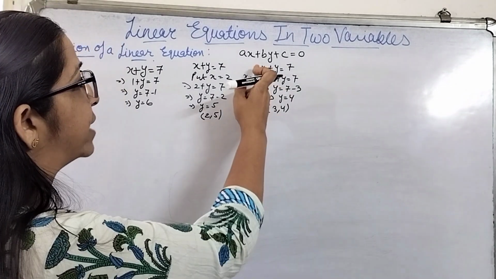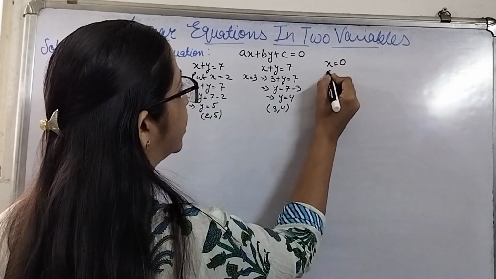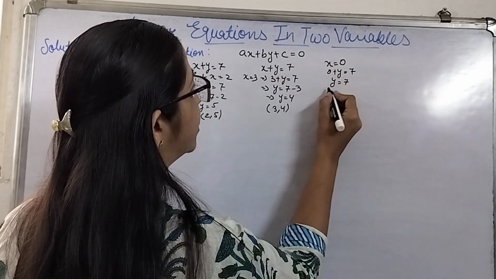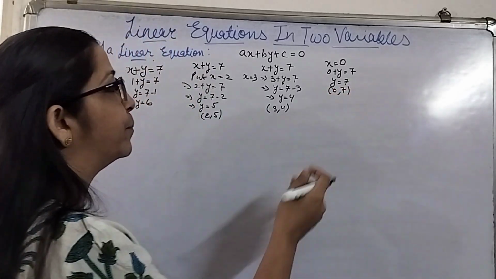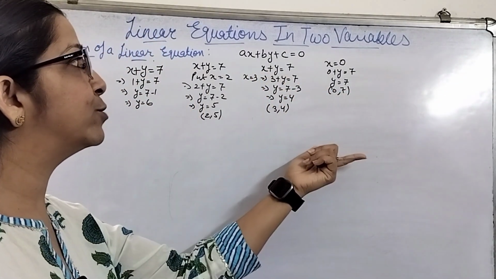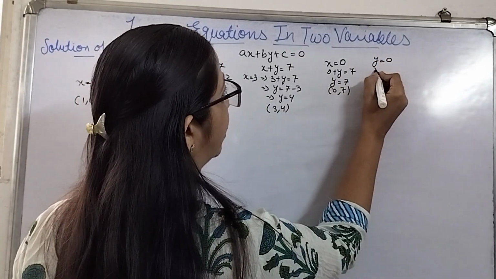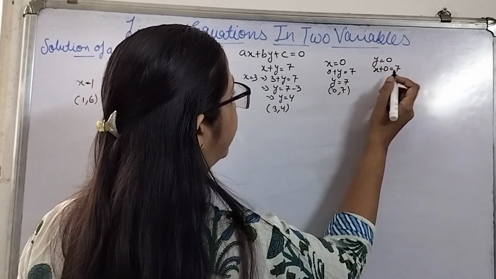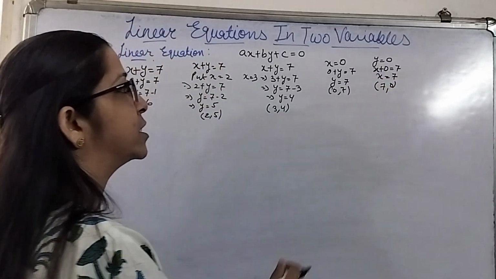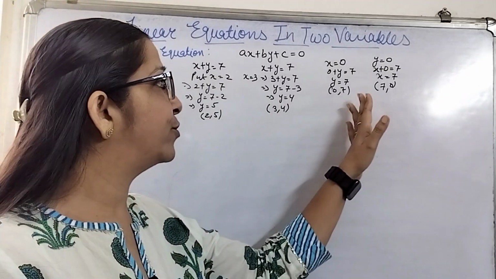If I keep x equal to 0, the equation will become 0 plus y is equal to 7, or y is equal to 7. So (0, 7) will be a solution of the equation. Similarly, if I keep y equal to 0, the equation will become x plus 0 equal to 7, or x is equal to 7. So (7, 0) will be a solution of the equation. So we can have infinitely many solutions.